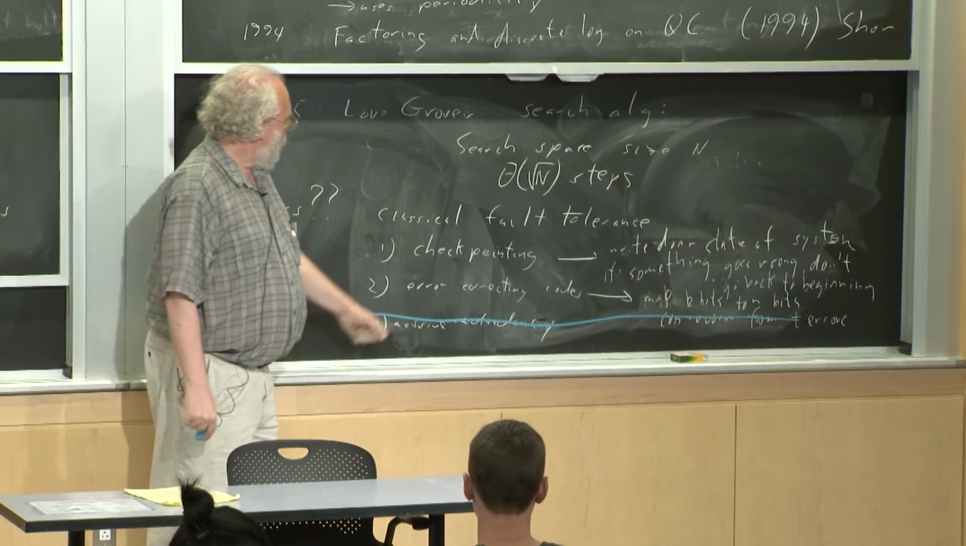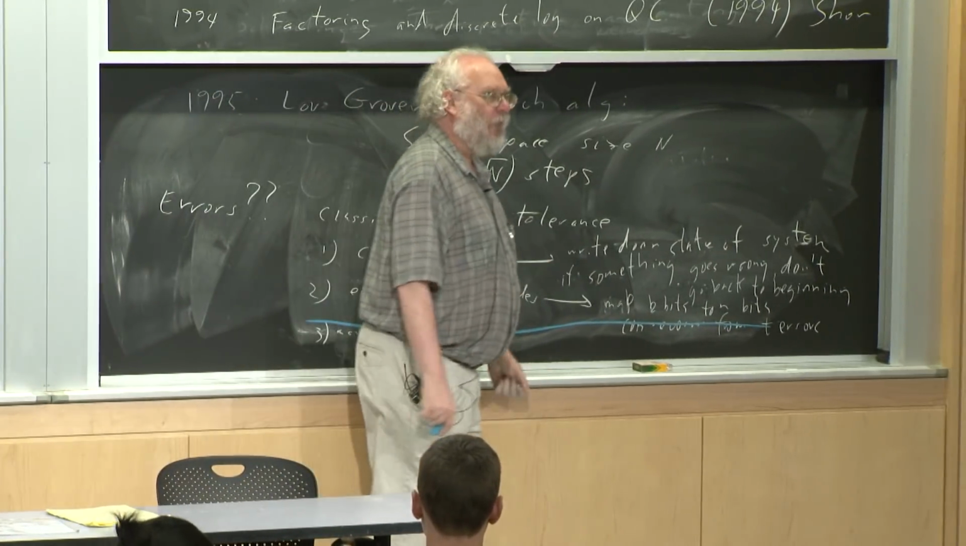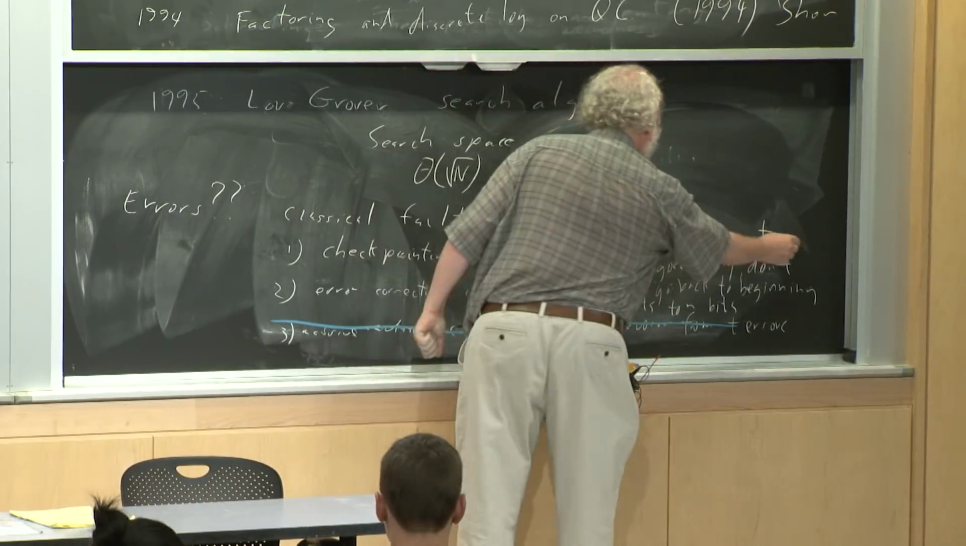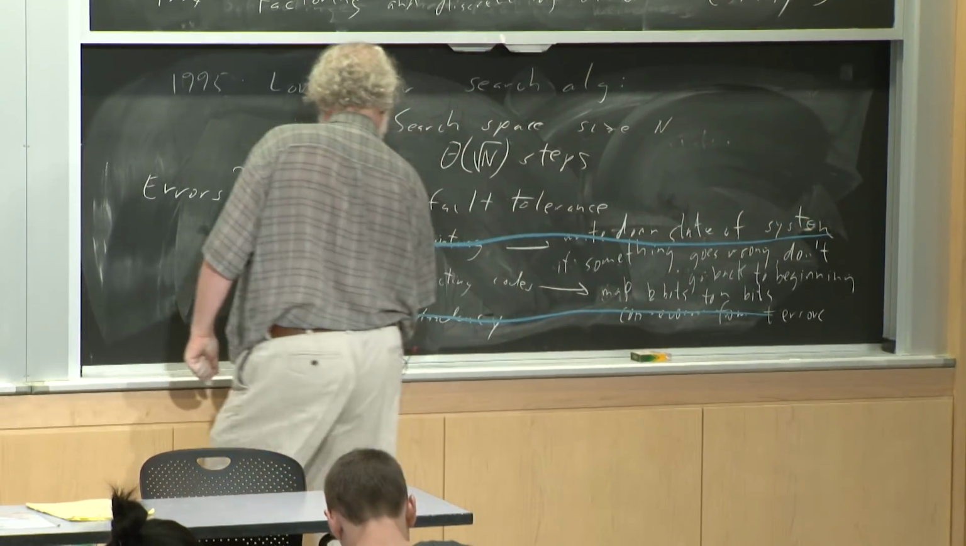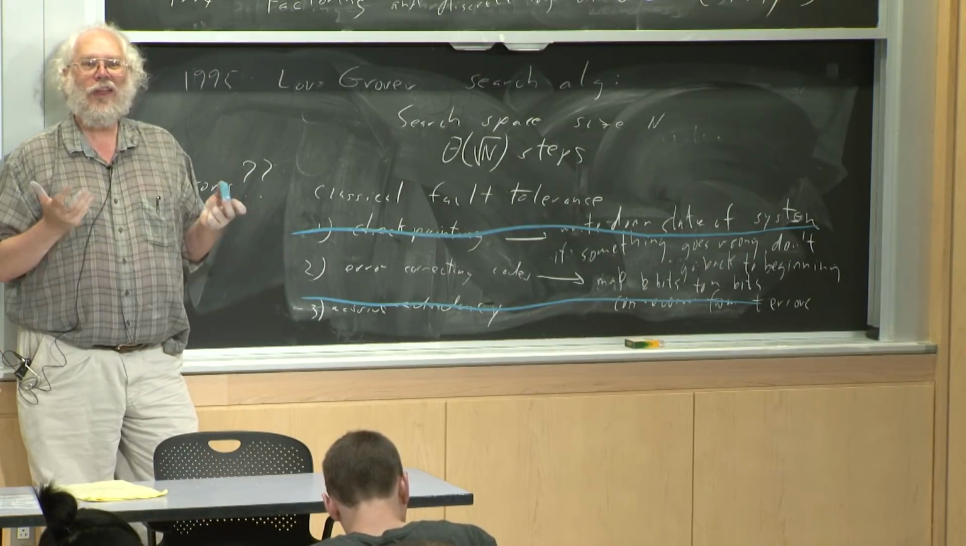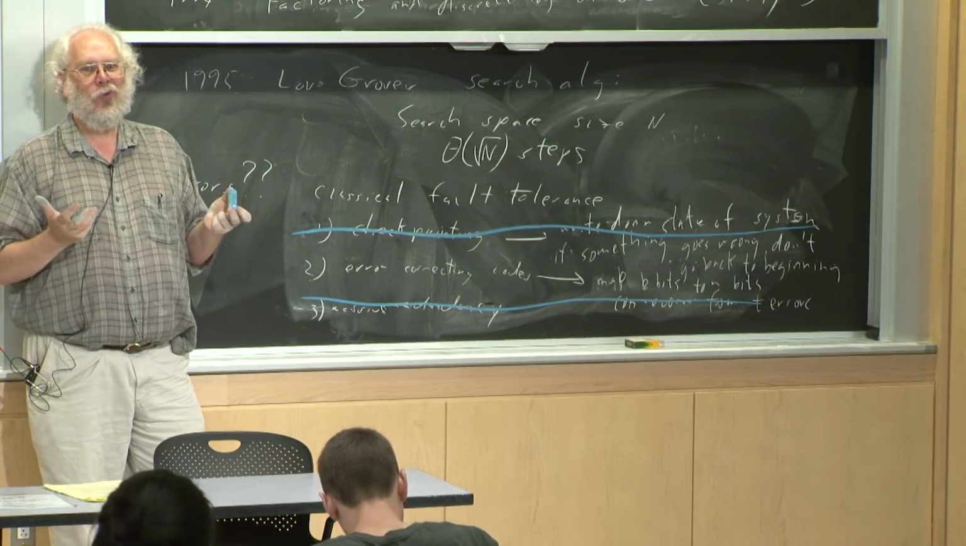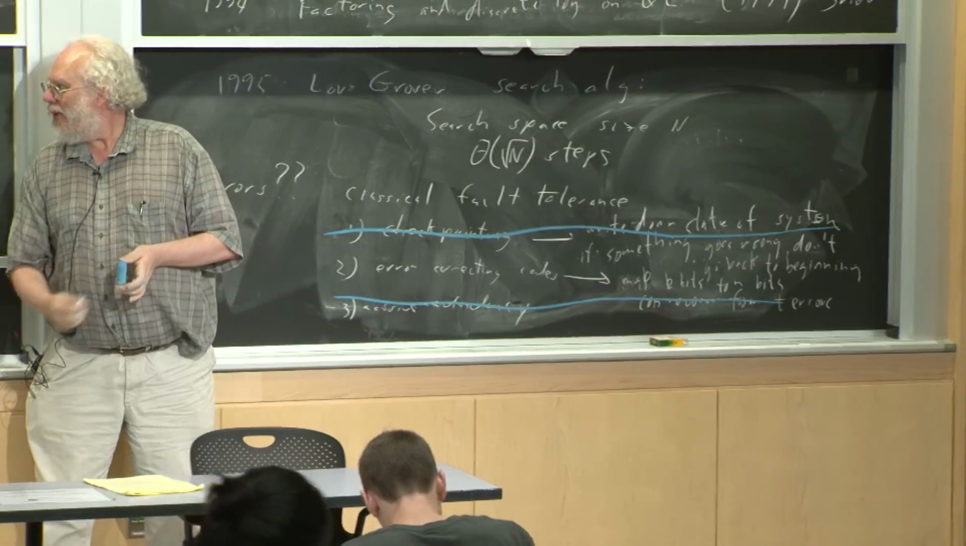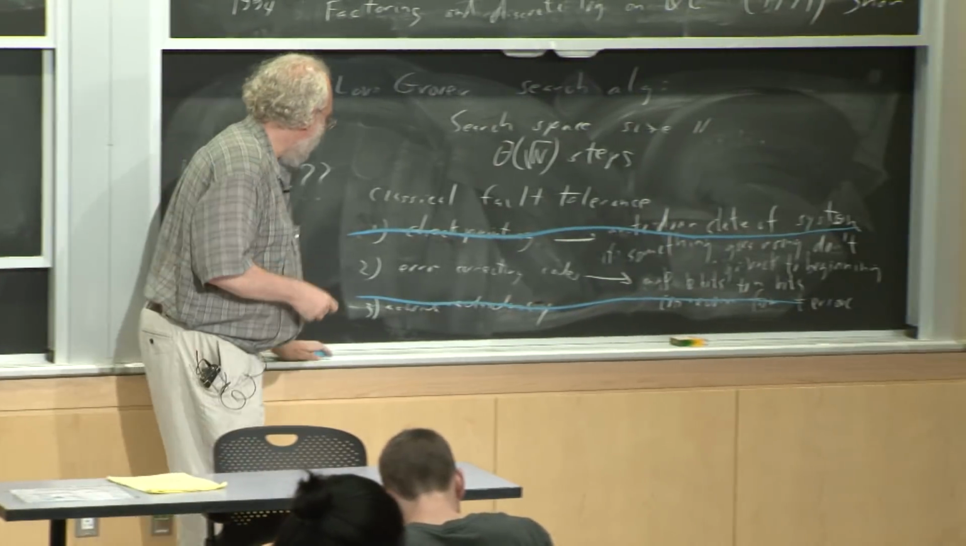Checkpointing, well, you want to write down the state of your system. That's copying it. The no cloning theorem says you can't do that. Error correcting codes, well, it looks like they're also forbidden by the no cloning theorem. But in fact, they work.